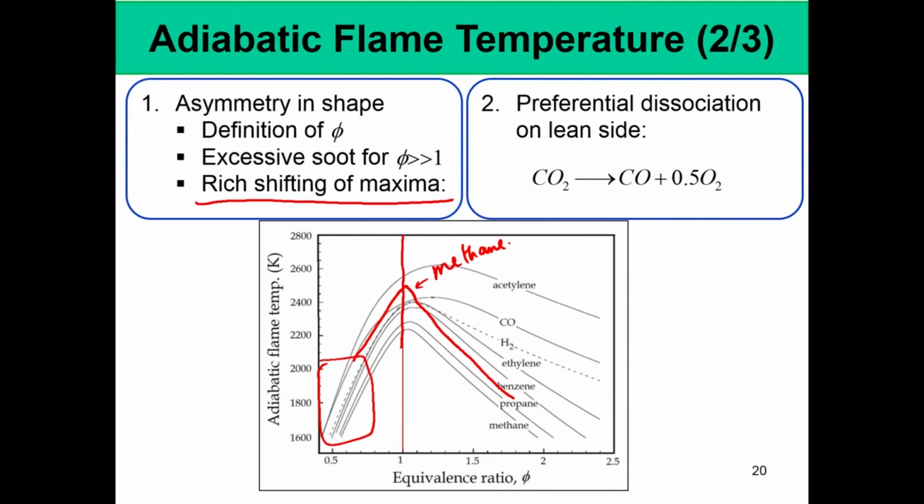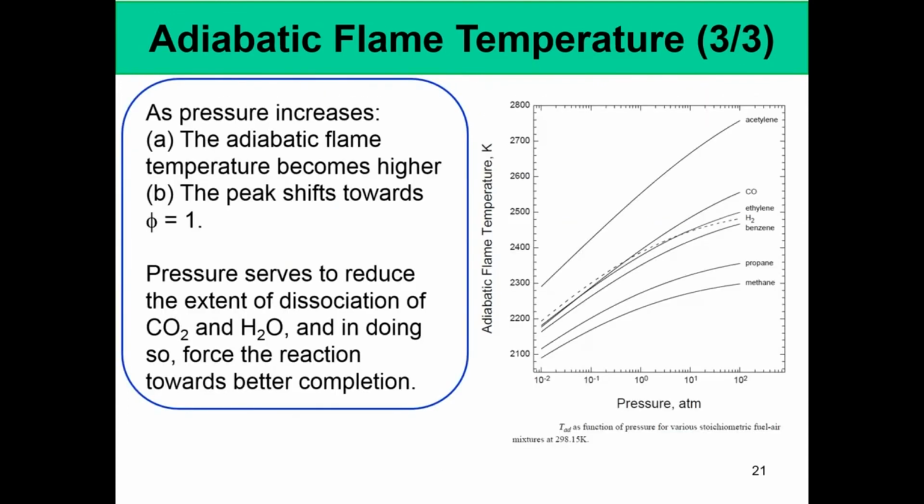The intensity of the dissociation reactions diminishes at high pressure, as a result of which the adiabatic flame temperature tends to shift back. Once the dissociation reactions are diminished, the energy that is consumed in the dissociation reactions is also diminished, and as a result the adiabatic flame temperature increases with pressure at a stoichiometric condition. And this is what you see: as pressure increases, the adiabatic flame temperature becomes higher, and the peak shifts back towards 1, because the pressure serves to reduce the extent of dissociation of CO2 and water, and in doing so forces the reaction towards better completion.